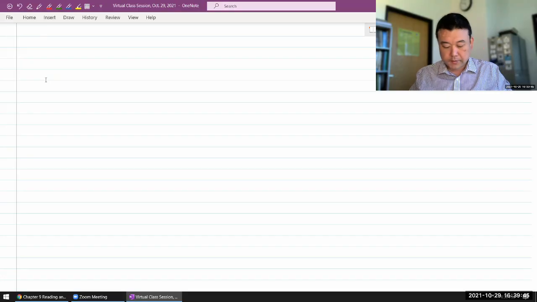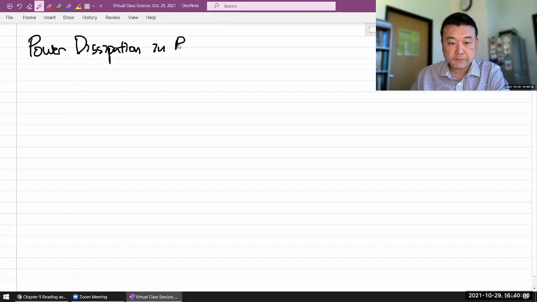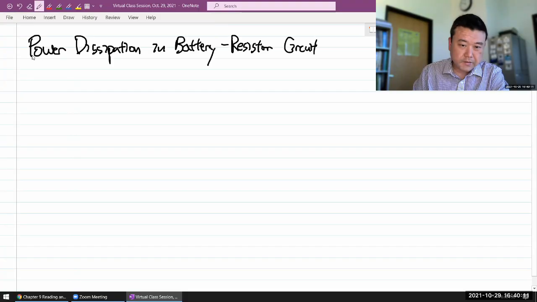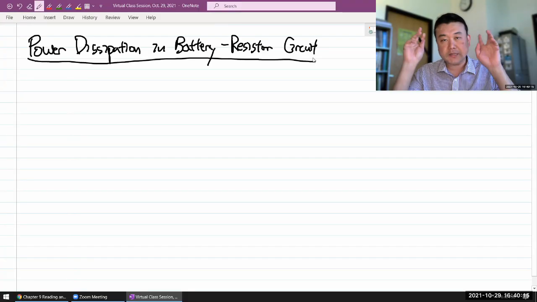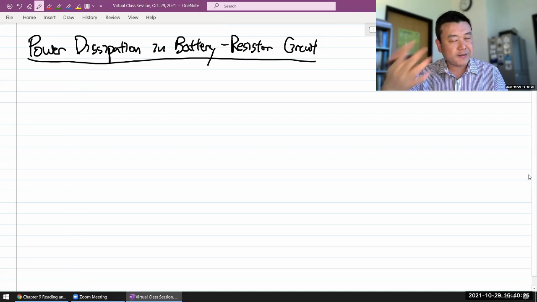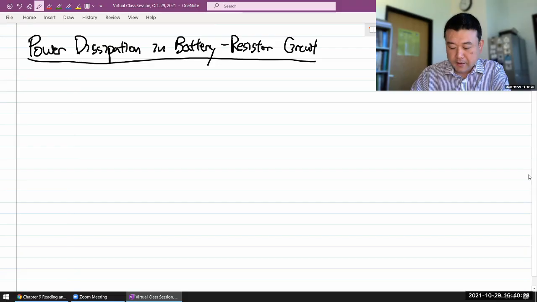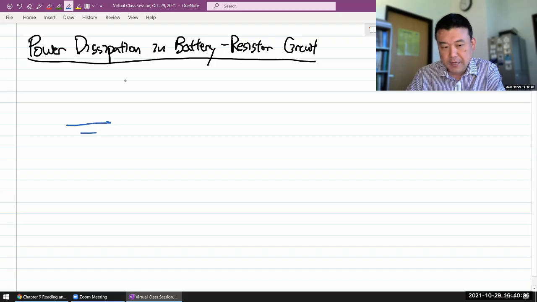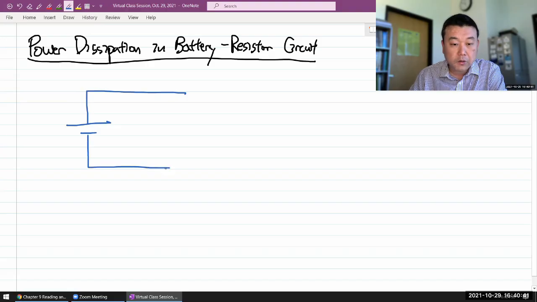I think I want to call it this way: power dissipation in a battery-resistor circuit. This is something that I could call the simplest possible circuit, in the sense that if I wanted to build a circuit that does something, not trivially simple but reasonably simple, I would build a circuit that looks something like this. I would need a battery to provide a voltage difference, to have something interesting happening, and I need to connect that battery to what I call a load.